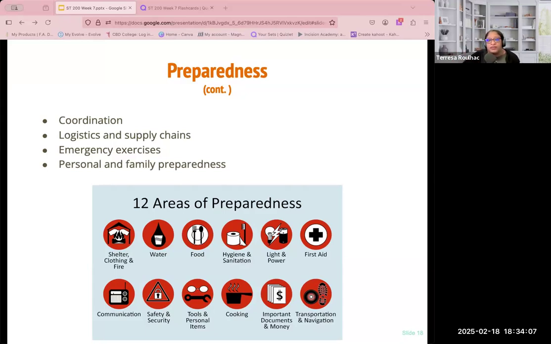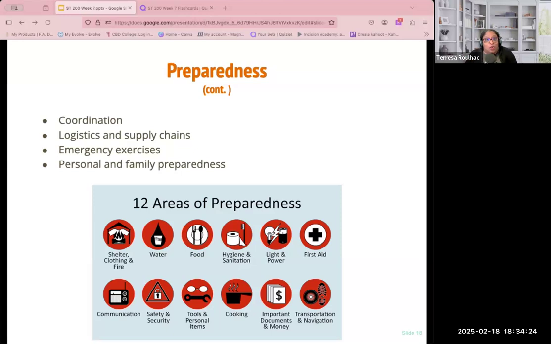I want you to think about something. Access to clean water is going to be important in any emergency. Having a reliable source of drinking water, either through bottled water or a water filtration system, is going to be important for survival.